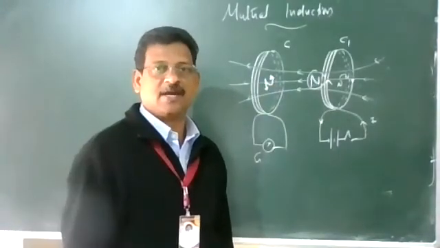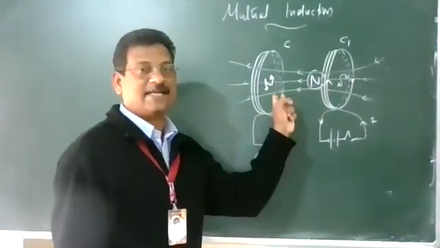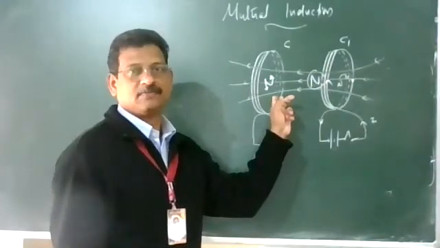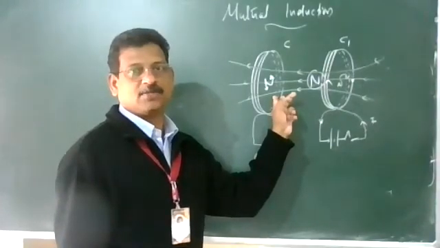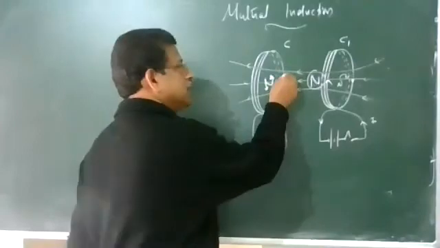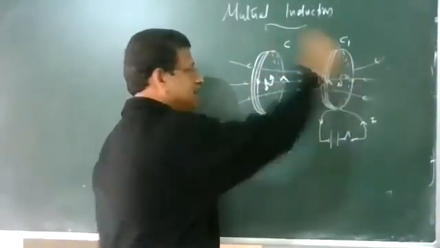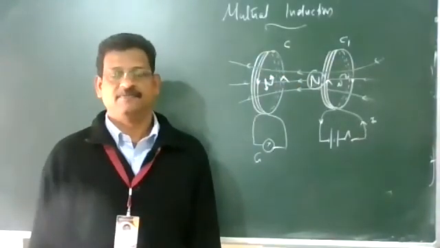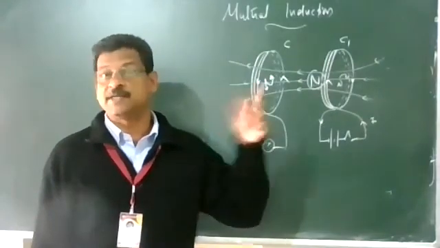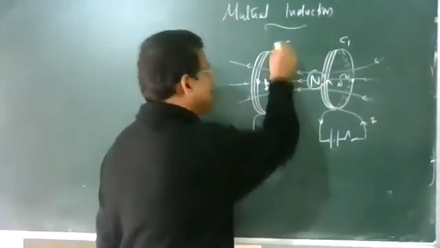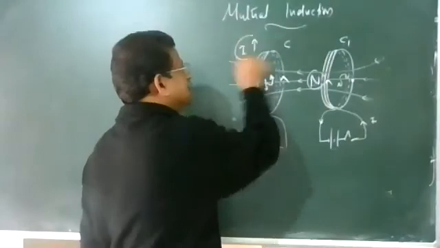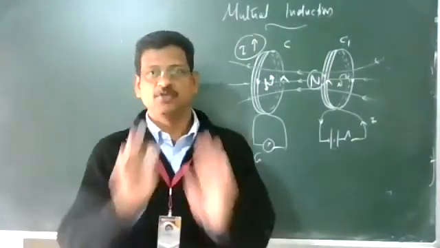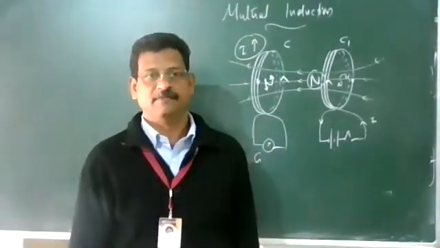In which direction will the current flow on this right side face? It will be anti-clockwise. So this is at the time when the current I increases. It wants to oppose the change.